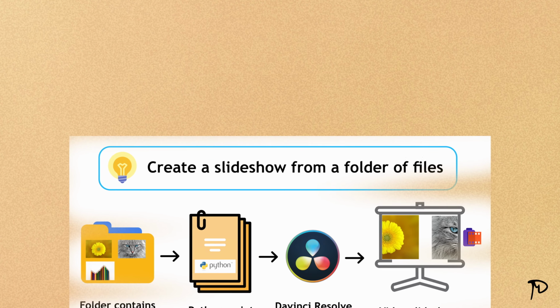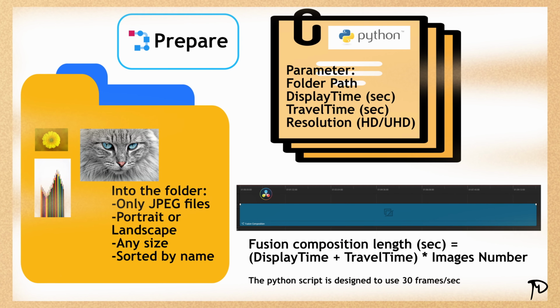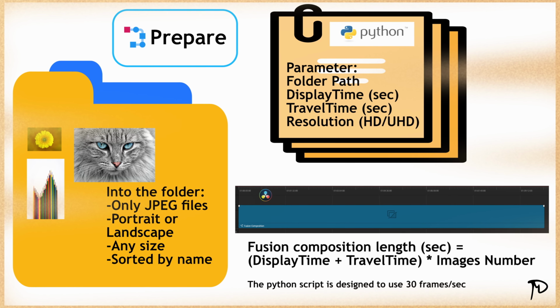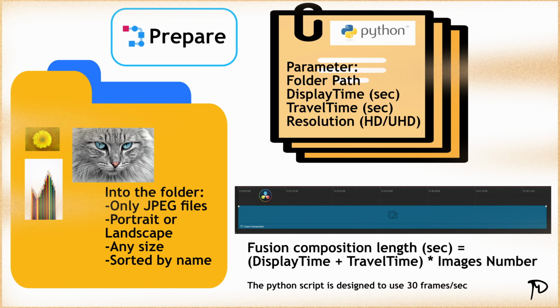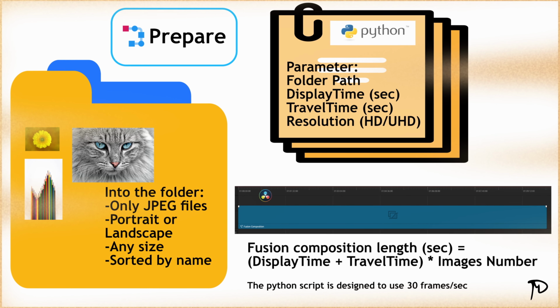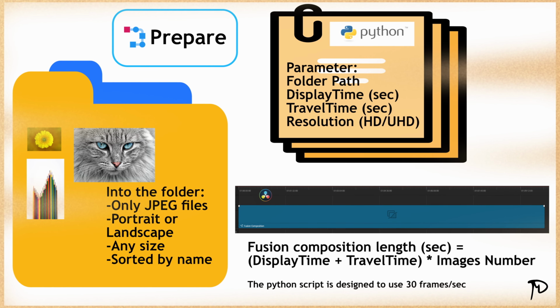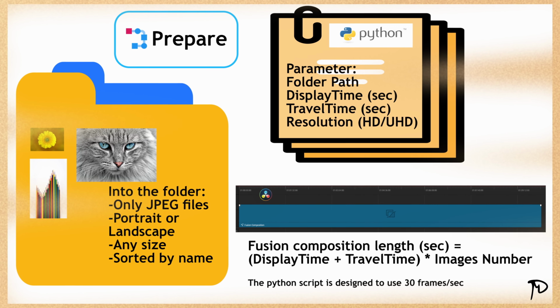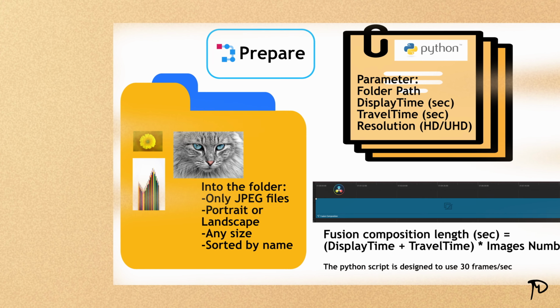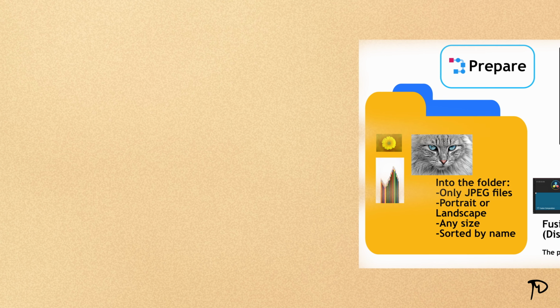Let's clarify some limitations and settings. The images in the folder will be JPEGs only, either in portrait or landscape, of any reasonable size, and sorted to appear in alphabetical order in the slideshow. We'll be able to select the folder, set the display time for each image, the transition time between images, and also the final resolution. The fusion composition will need to have a duration that matches the selected timing parameters.